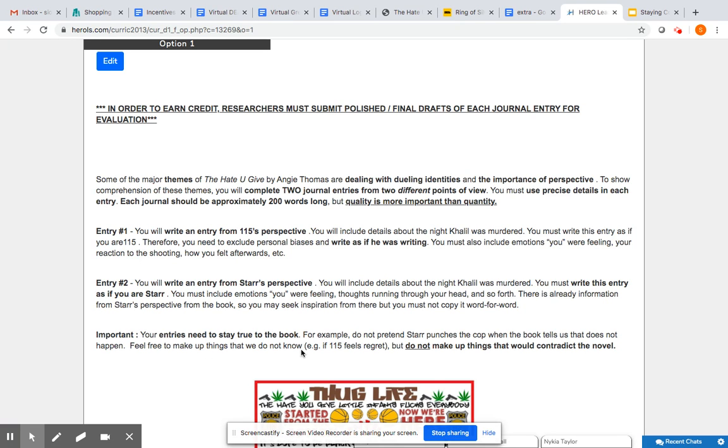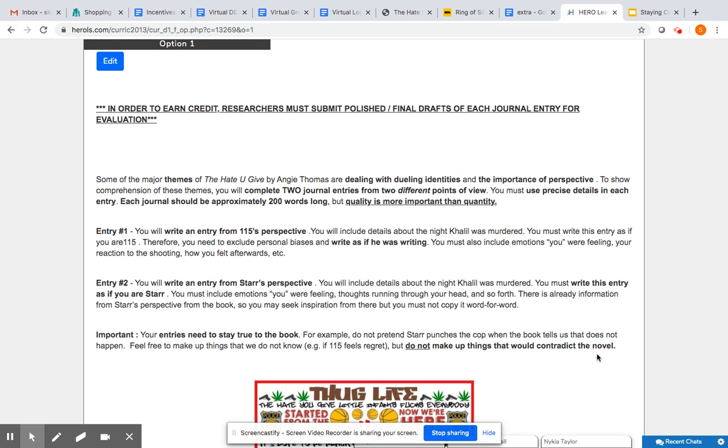Important, your entries need to stay true to the book. So as much as you can add a couple extra details that we didn't know, you can't change the outcome. So for example, do not pretend that Star punches the cop when the book clearly tells us that doesn't happen. Feel free to make up things that we don't know. Example, if 115 felt regret, or if Star was genuinely laughing at the situation because she was nervous or something. Sometimes we laugh at inappropriate times. You can make up details like that, but do not make up things that would contradict the novel.